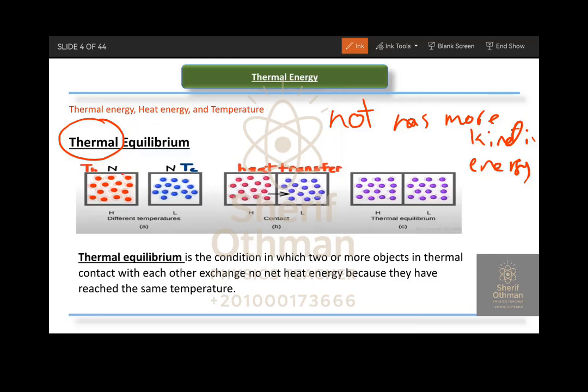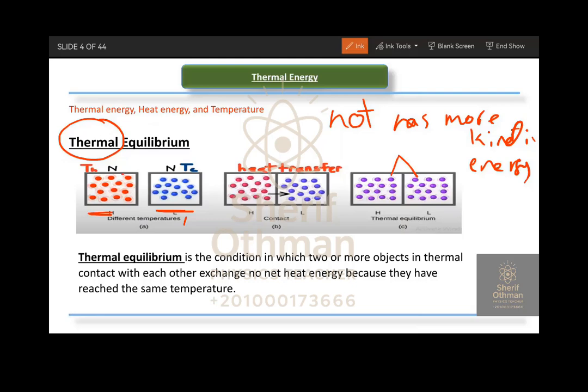So we have two objects, one at the right and one at the left. The one represented by blue color is cold, has low temperature. The one represented by red color has the higher temperature. After touching each other, the kinetic energy of particles will be transferred from the hot object to the cold object, to have by the end the same kinetic energy. Having the same kinetic energy can be described as thermal equilibrium.